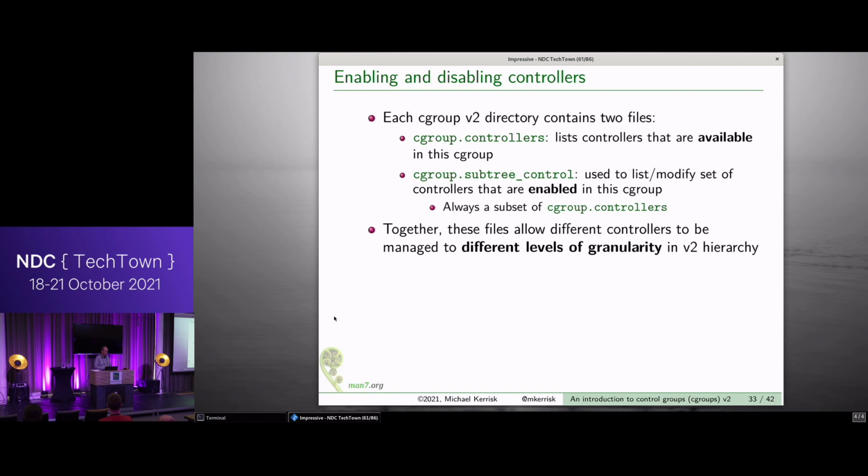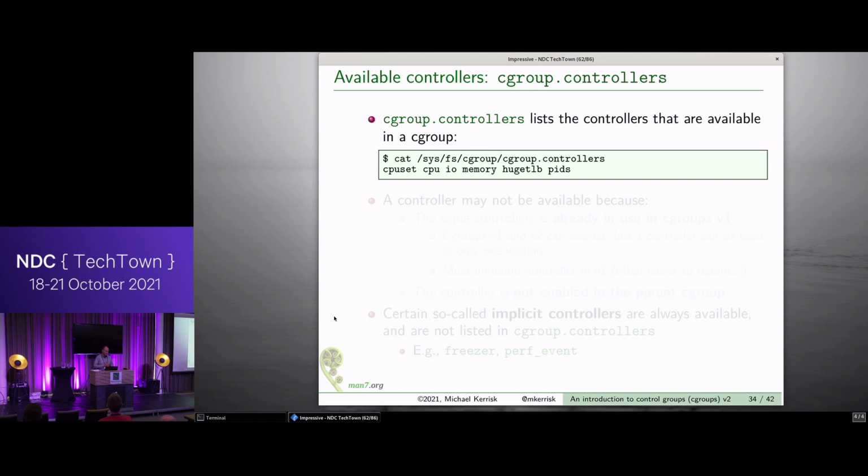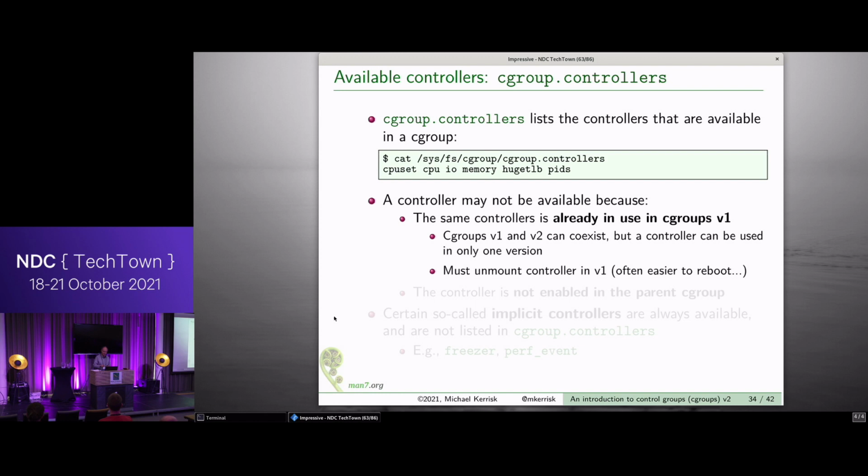So if we look inside the cgroup.controllers file, we'll see some list of controllers here. Now, I was just talking about the controllers before, and I said there were about a dozen. Well, you probably didn't count them, but there are about a dozen controllers. And yet, when you look inside this file, inside the root cgroup, you will see a smaller number of controllers. And there's a couple of reasons why you might not see so many controllers in this file. One of them is some controllers might also be in use in cgroups version 1.